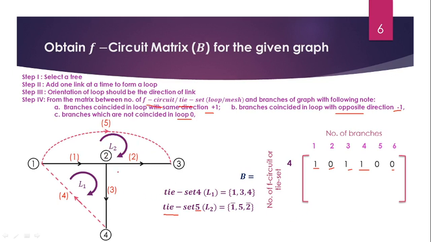Branch 1, is it in the opposite direction to loop 2? That's why it has a bar. A bar indicates a minus value. Branch 5 is in the same direction. Branch 2 is in the opposite direction. So how can we write their element values?